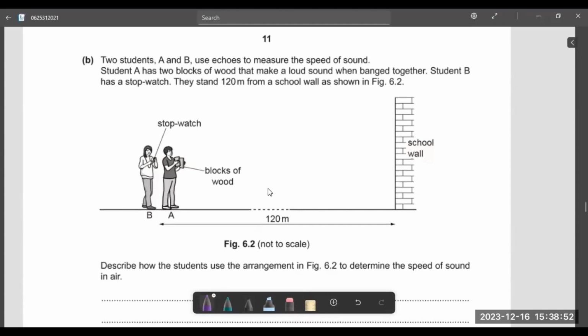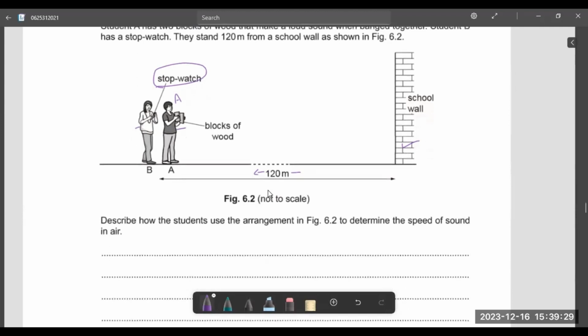Next, two students A and B use echoes to measure the speed of sound. Student A has two blocks that make a loud sound when banged together. Student B has a stopwatch. They stand 120 meter from the school wall. Describe how the students use the arrangement in figure 6.2 to determine the speed of sound in air.